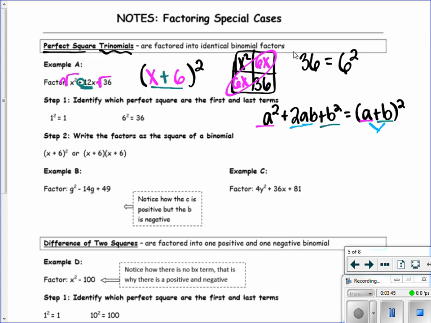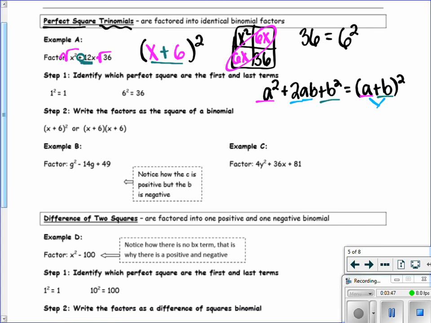Okay, so let's go to this next example. First term. Can we take the square root of it? What's the square root of g squared? Last term is a perfect square. Okay, then what's the square root of it? Okay. Now, just because the first and last are perfect squares doesn't make it a perfect square trinomial. You have to check that middle term.